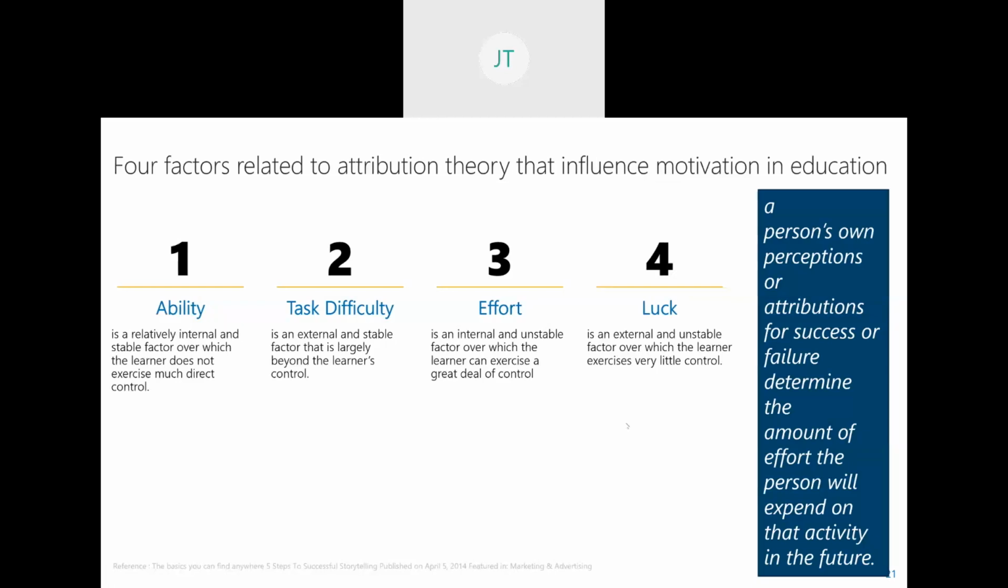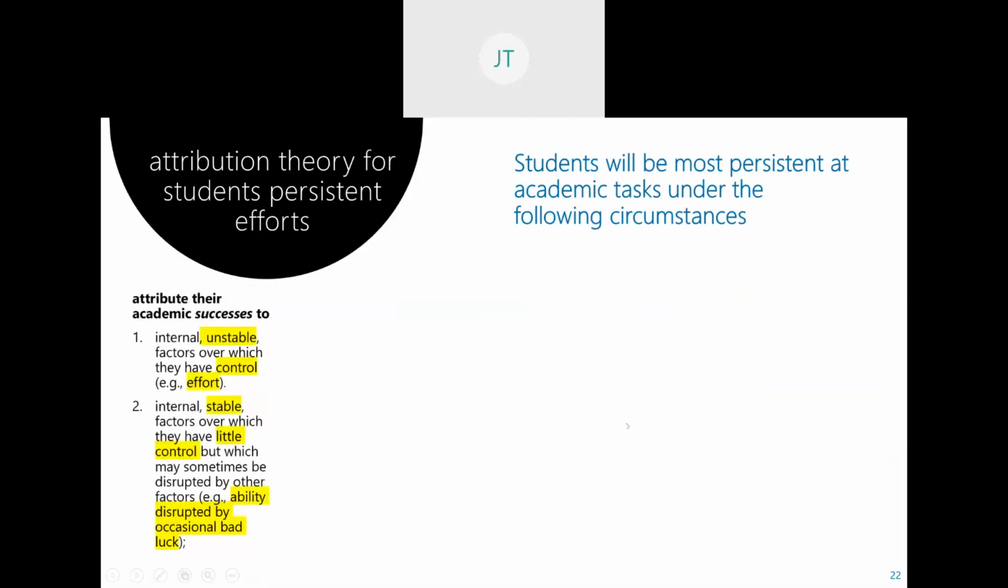Right? Pretty clear. Let's go to the next slide. So, attribution theory for students' persistent effort, right? Students will be more persistent at an academic task under the following circumstances. First, attributing their academic success to internal unstable factors over which they have control, right?